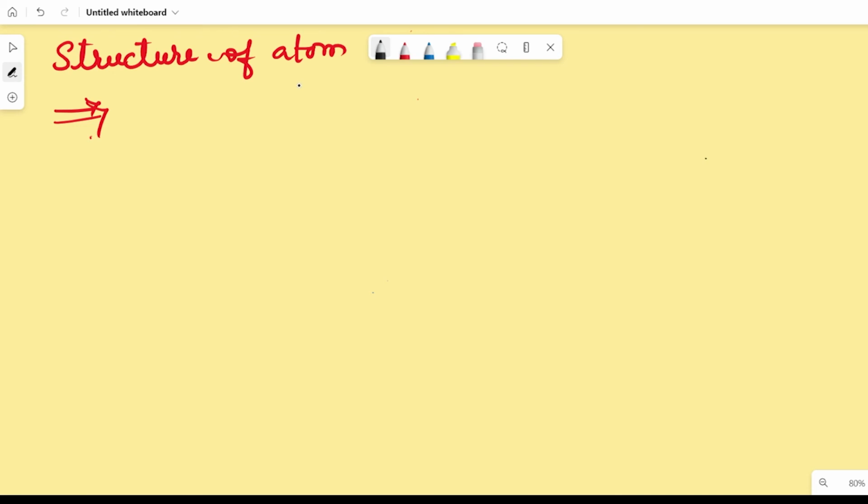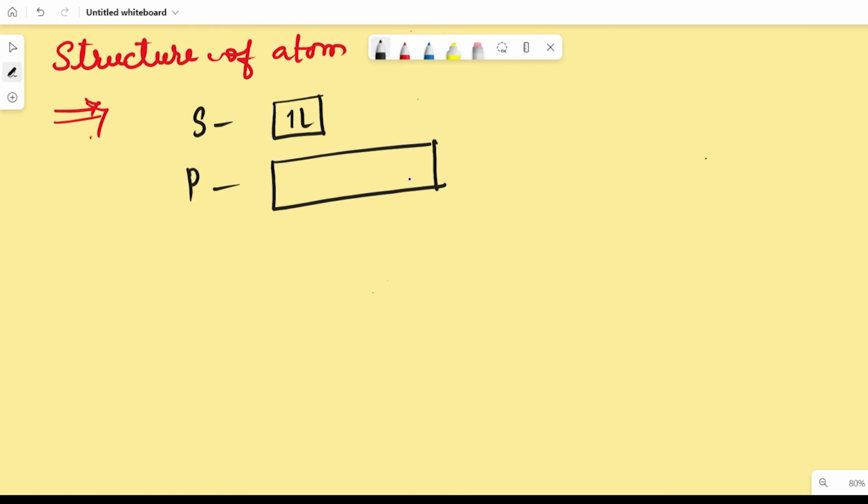So, the number of electrons present in an orbital. I forgot to tell you: for the s orbital, there is a possibility of presenting 2 electrons. For the p orbital, p is divided into 3 orbitals, so totally 6 electrons for the p orbital.